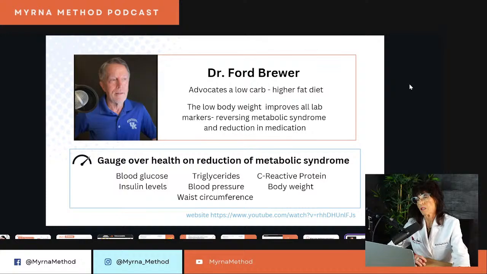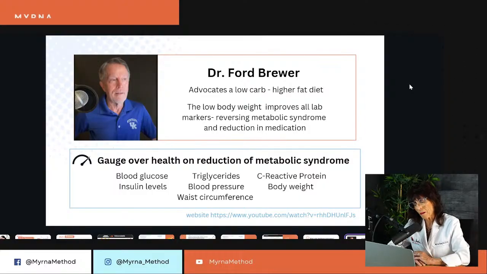And I agree with what he's saying, not so much from a dietitian standpoint on the reversal, but I get it because he's advocating a low-carb, higher-fat diet because he's seeing the lower body weight, which improves the lab markers, reversing the metabolic syndrome, and obviously a reduction in medication. Yeah, you start reversing that insulin and that sugar issue, and you start losing weight, just lose weight, period, and you're going to improve your metabolic panel. You're going to improve a lot of things.